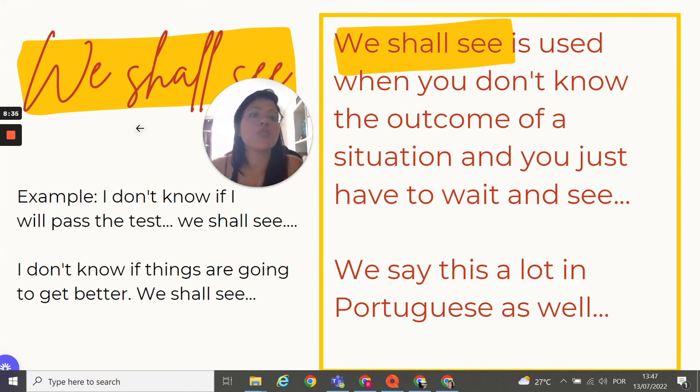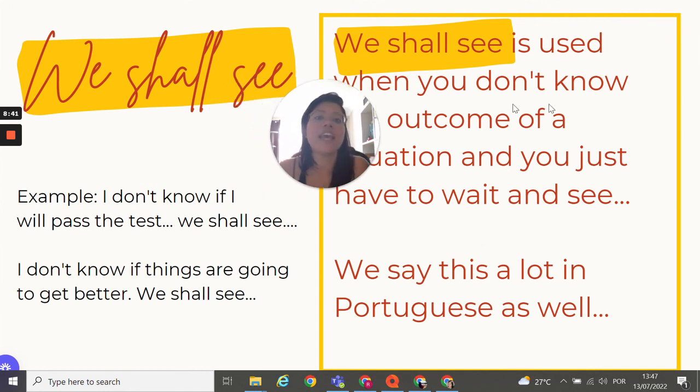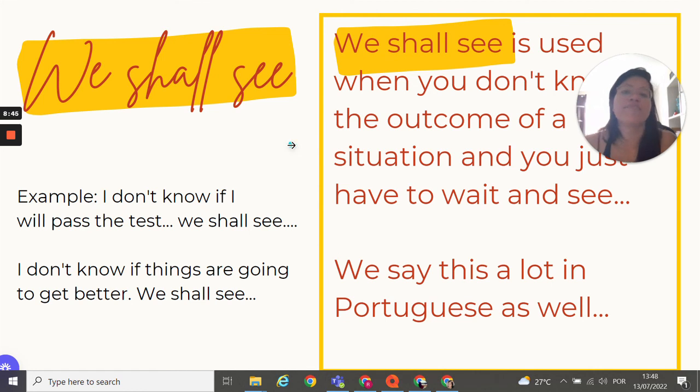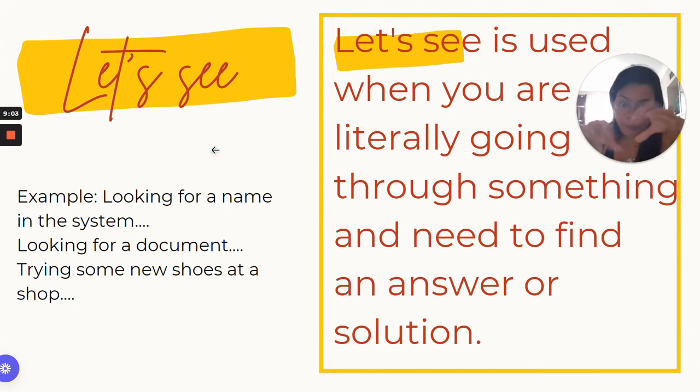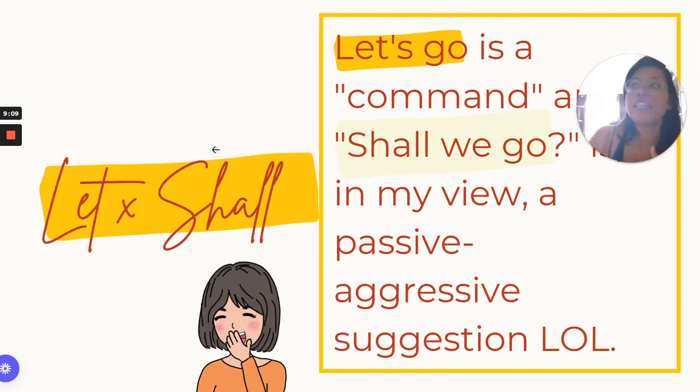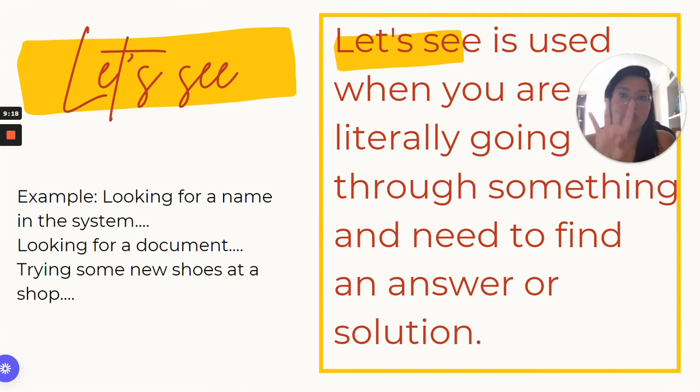We shall see. So "we shall see" is used when you don't know the outcome of a situation and you just have to wait and see. And we say this a lot in Portuguese. It would be our vamos ver. Vamos ver. So you see the difference in context. Do you understand the difference between contexts here? So now you know how to use "we shall see." So "we shall see" is unpredictable. It's like, don't know, shall see. You know how to use "let's see." So, let's see. You're looking for something. You're looking for an answer. And you know how to say "let's go." Let's go, let's go, let's go. And shall we go? Shall we go? So now you know how to use these four expressions.